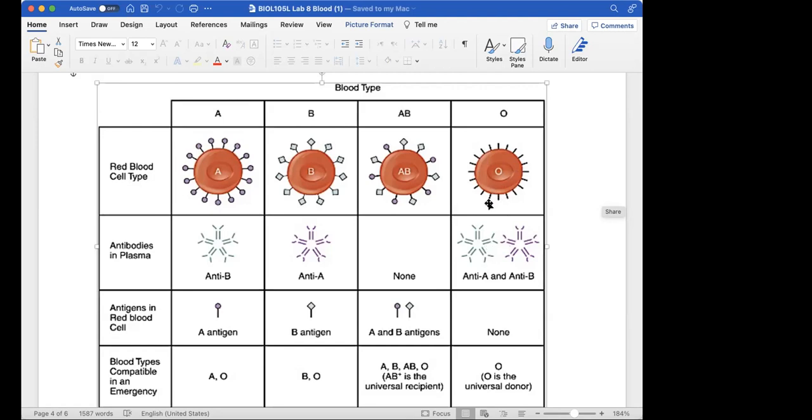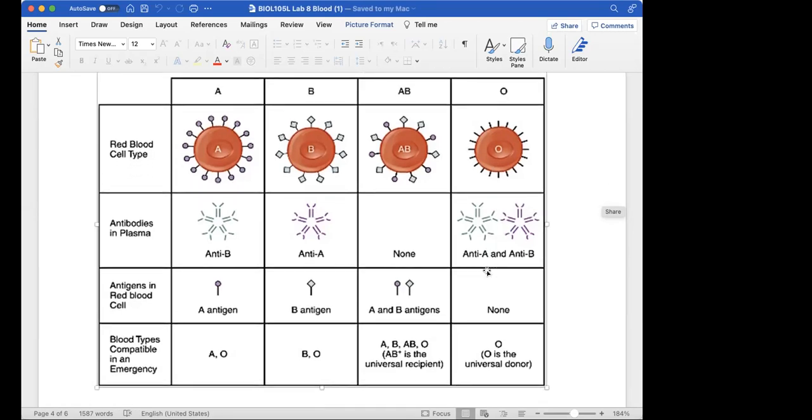So if you are a type O person, you can only receive other, I'm calling them naked red blood cells, other red blood cells from type O people, because your antibodies would attack or grab hold of any other red blood cell of any other type of blood, because you have both antibodies in your plasma.